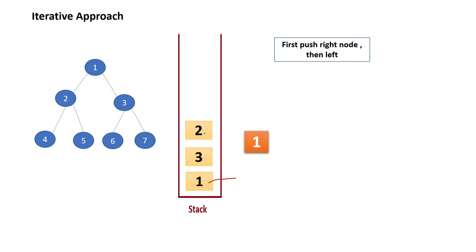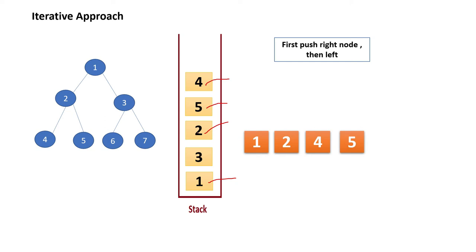Now we will pop 2 and print. When I pop 2, we again have to push 4 and 5, but we maintain the order as 5 and 4, right, then left. First 5, then 4. Then we will pop out 4 and print here. So this part is done. Then we can see 4 has no left and right, so we can't push anything again in the stack, so we pop 5 and print. Then what is left in the stack? That is 3. So we pop 3 and print.